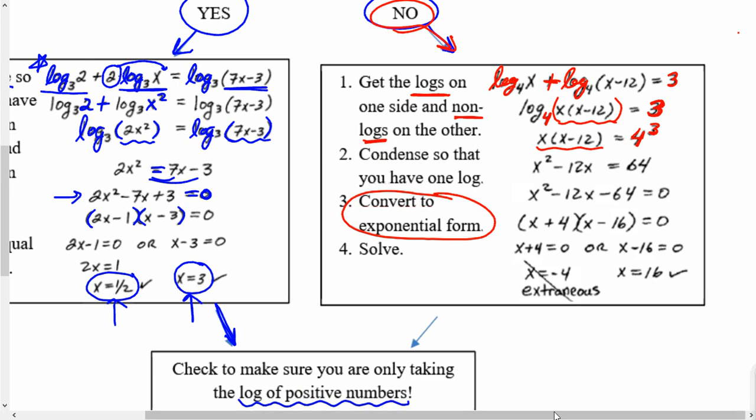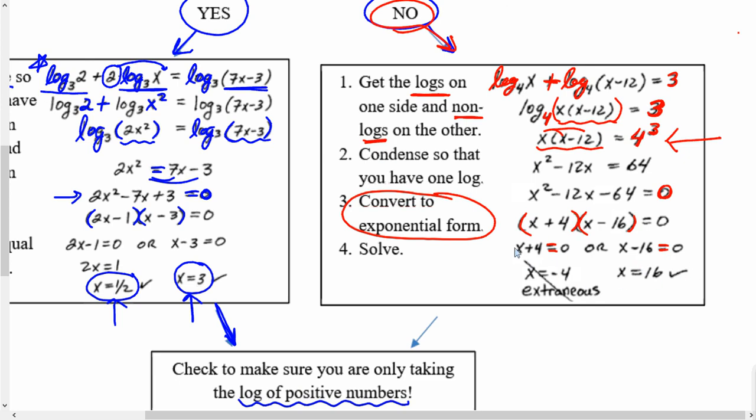So now that I have that, this is really just a quadratic equation. It's kind of in a funny looking form because I'd want to distribute this x to get x squared minus 12x. 4 to the third is 64. Now I have a quadratic, so I can get it equal to 0 by moving everything to the left. And then I factor. I get my two factors. I set them both equal to 0. And I get my solutions.